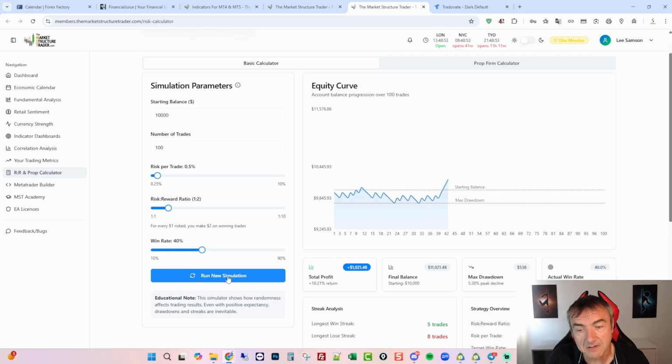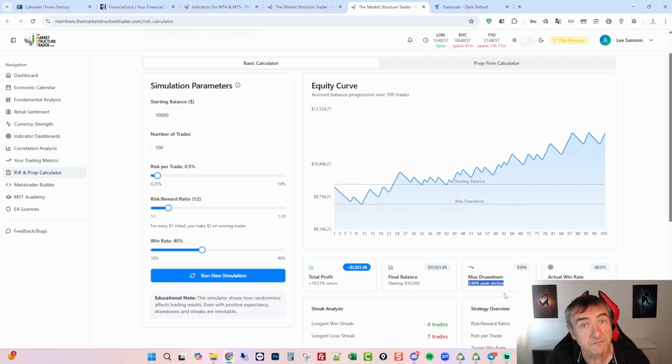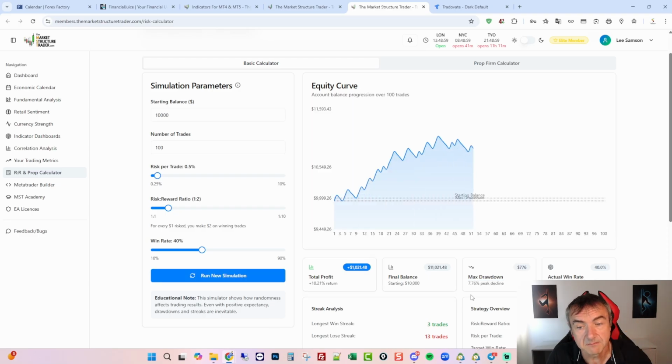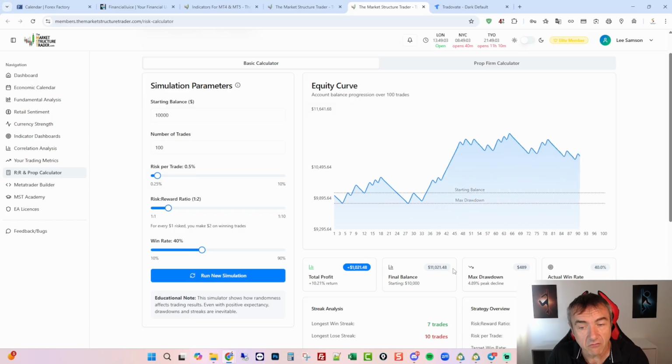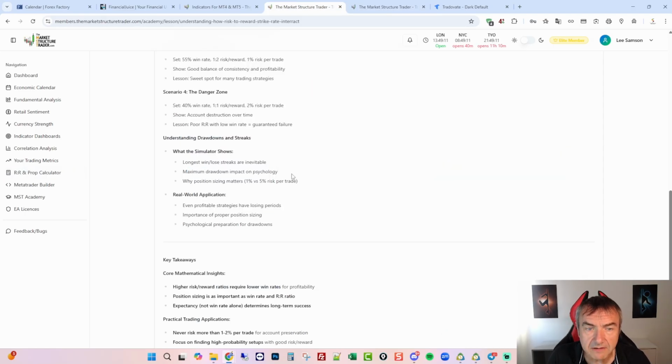But if we run a few simulations, you can see that that time it was 5.38. That time it was 3.94. We passed. That time, 7.6. We failed. And you can keep running these and you'll see how random this is. And it's all based on the winning and losing streaks of the strategy, which is completely random. Okay. So maximum drawdown has an impact on your psychology.